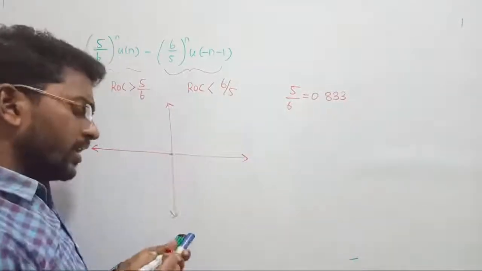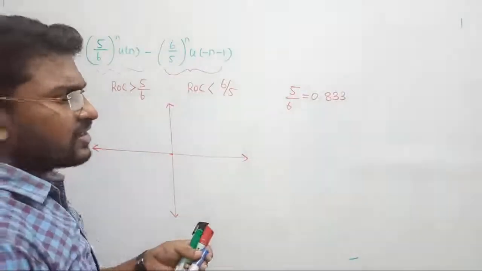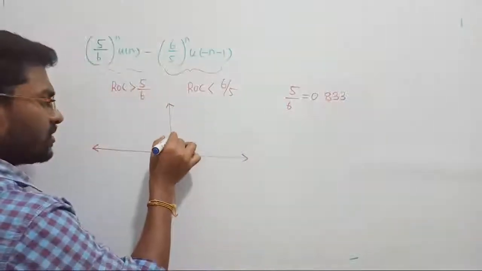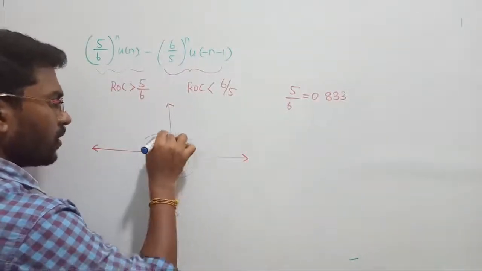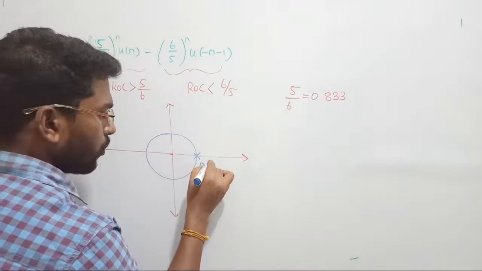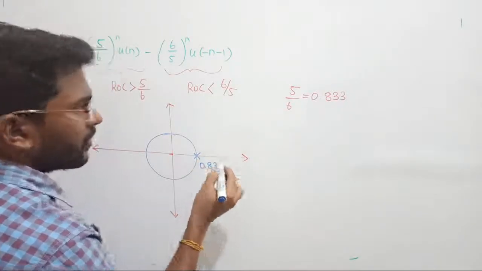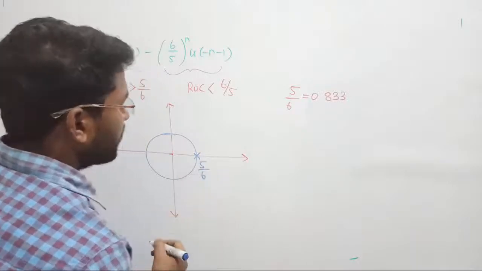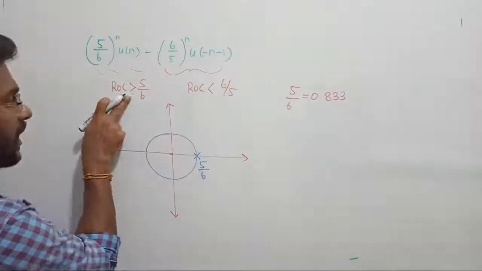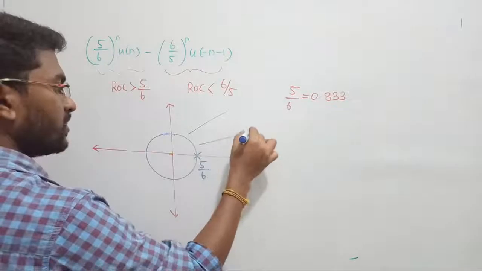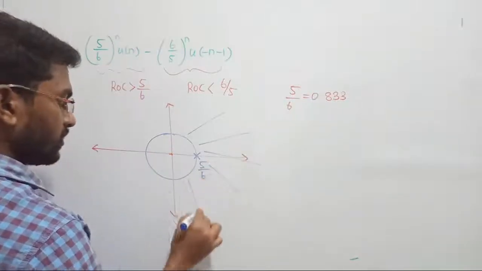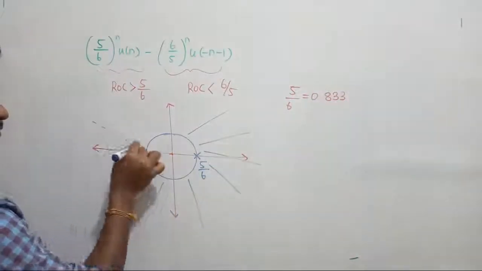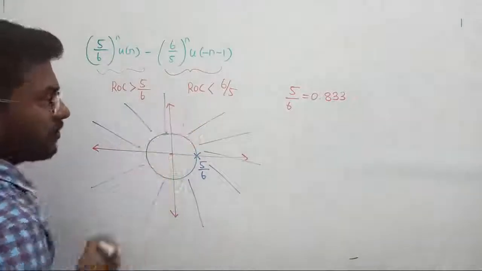Select the compass. Once again, take your compass, select the radius as 0.833, right? Let us draw the first circle with the value of 0.8333, or we can say 5 by 6, right? That is 5 by 6. And its ROC is what? It is greater than 5 by 6. In the sense, its region of convergence will go like this. That is the region of convergence.